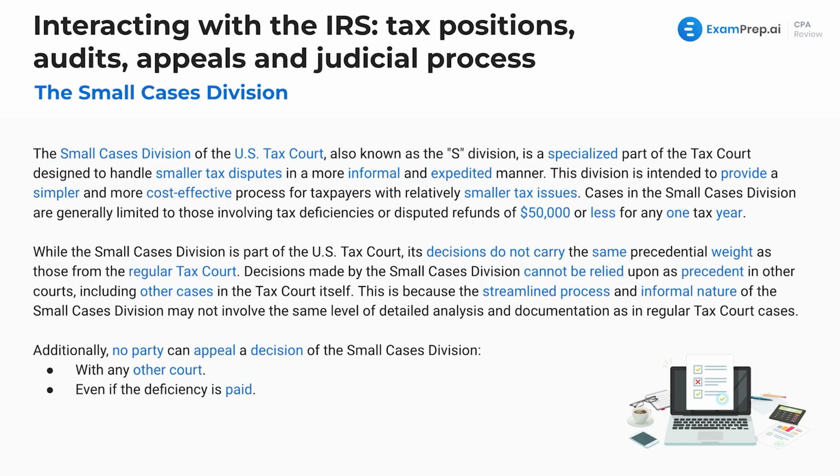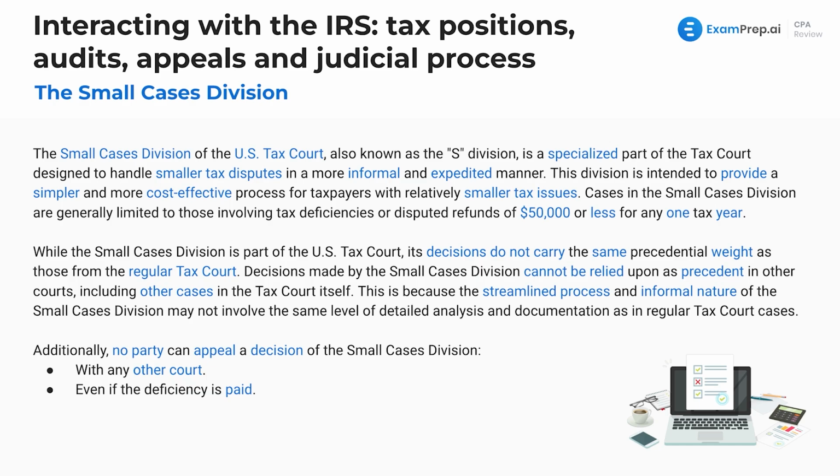While the Small Cases Division is part of the U.S. Tax Court, its decisions do not carry the same precedential weight as those from the regular tax court, because these are small ones. Basically, you're not going to set a whole precedent for the tax and legal system based on something that was less than $50,000. Basically, that's the rationale there.